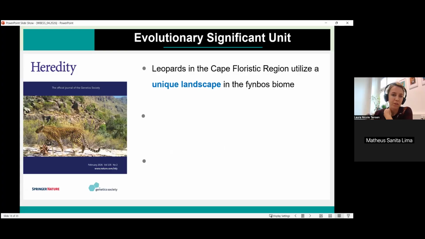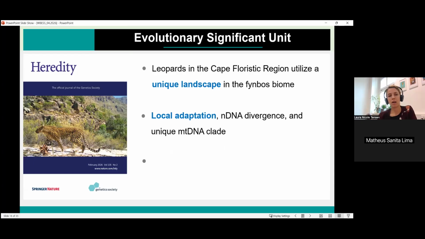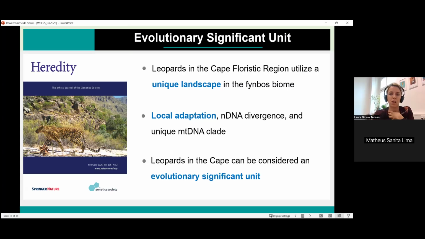So yeah, this paper recently got published where I explain all these things in much more detail. But to summarize, the important parts to remember is that leopards in the Cape Floristic region have adapted to a unique landscape in this fynbos biome. We have good indications that they are locally adapted. We also found divergence on these nuclear genes that we dated to about 25,000 years ago, and we have this unique mitochondrial clade that used to occur in that area and now seems to have spread slightly.